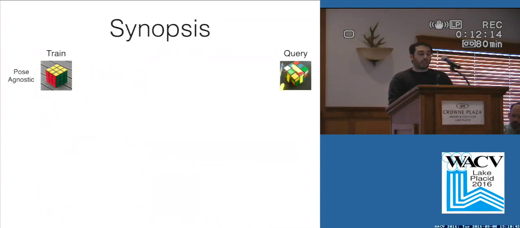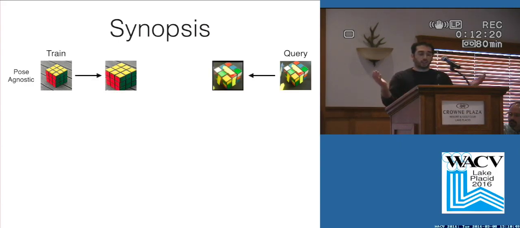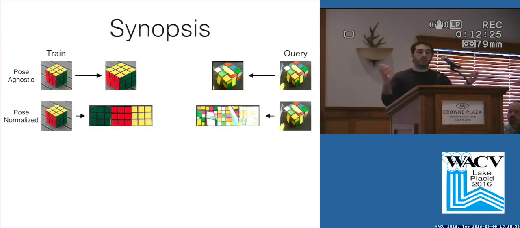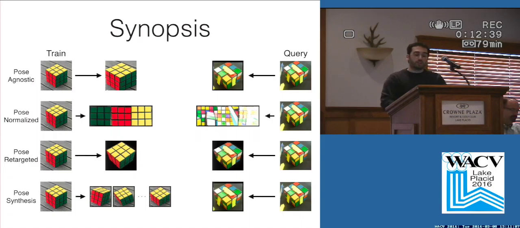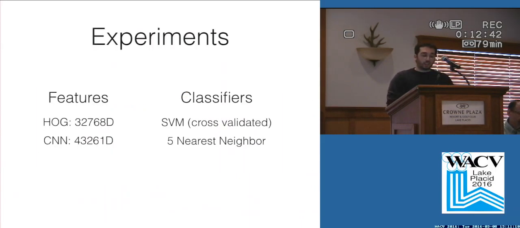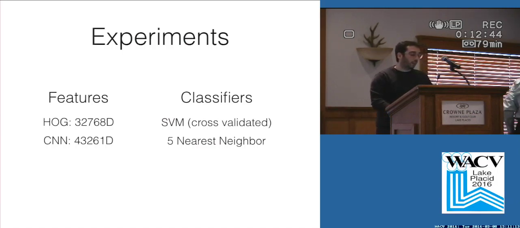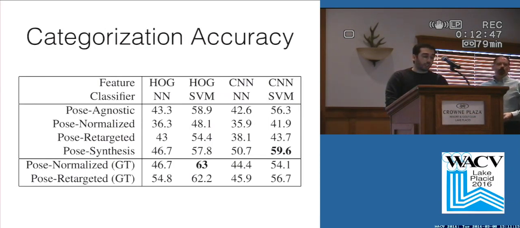So in synopsis, given a query image and a training set, for pose agnostic, we don't do anything. We just extract features from the original images. Pose normalized, we transform everything to a canonical view. In pose retargeting, we keep the test image intact, and we warp all of our training data. And in pose synthesis, we augment our training data. So we have done extensive experiments using various classifiers and features, and we have shown that categorization accuracy for pose synthesis is better than other approaches.